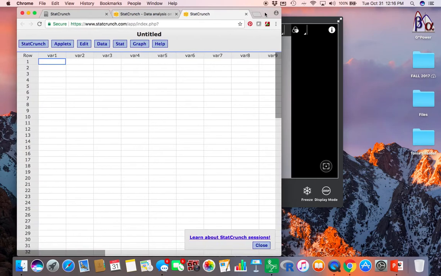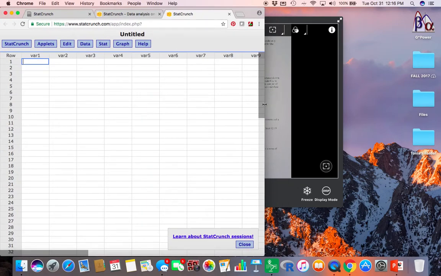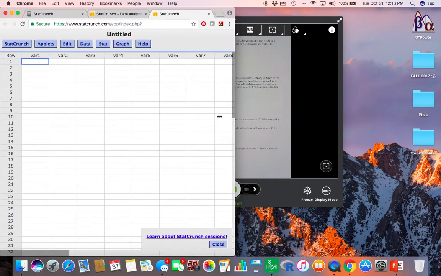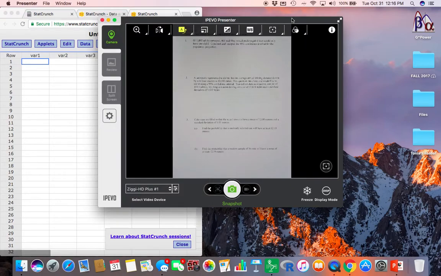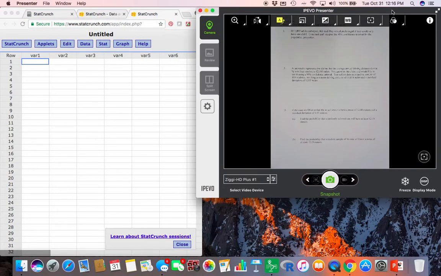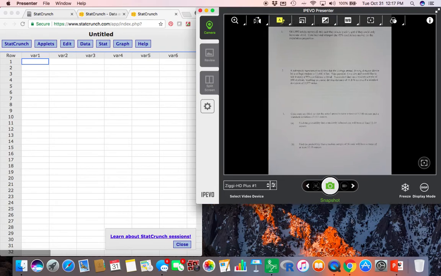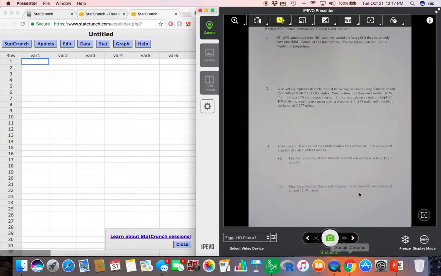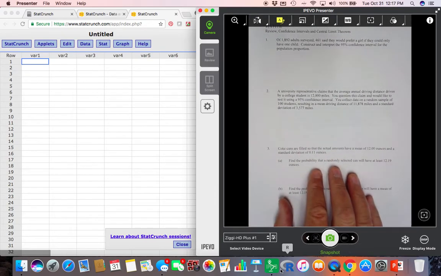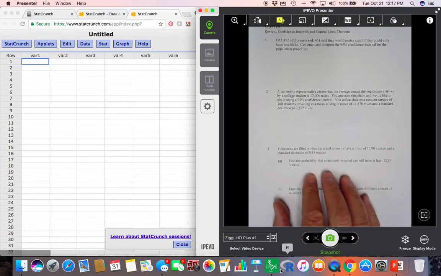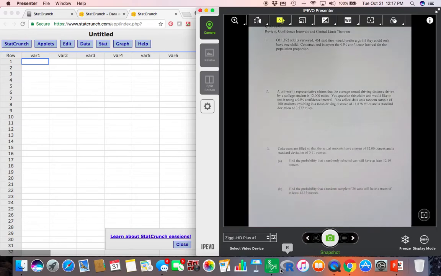All right, so gang, we are ready to go. Let's minimize this so I can maximize this. I hope that's big enough. So again, it's the beauty of being able to print out the document.